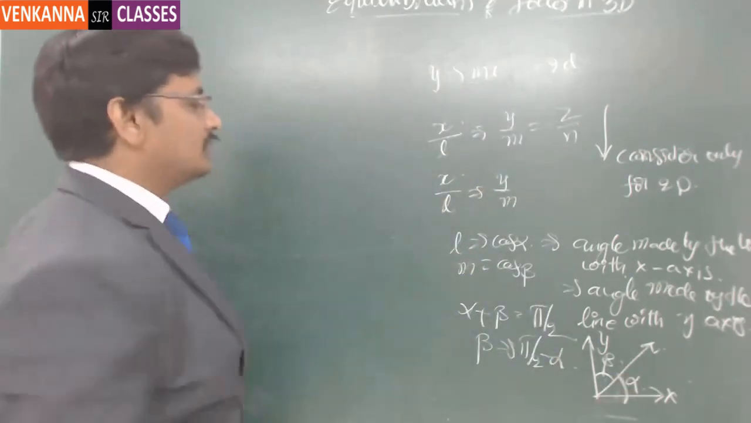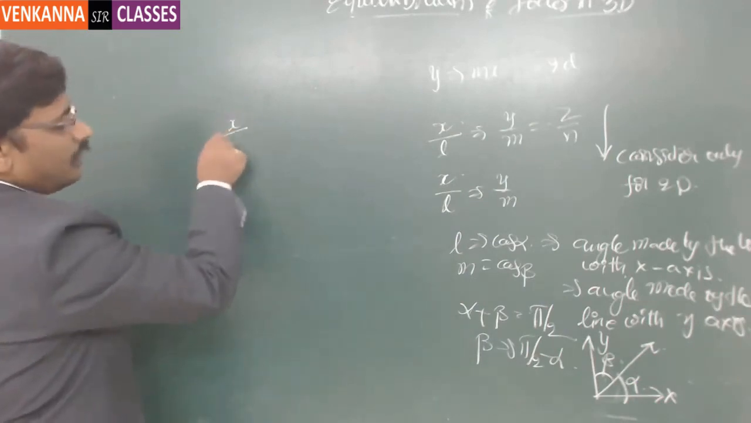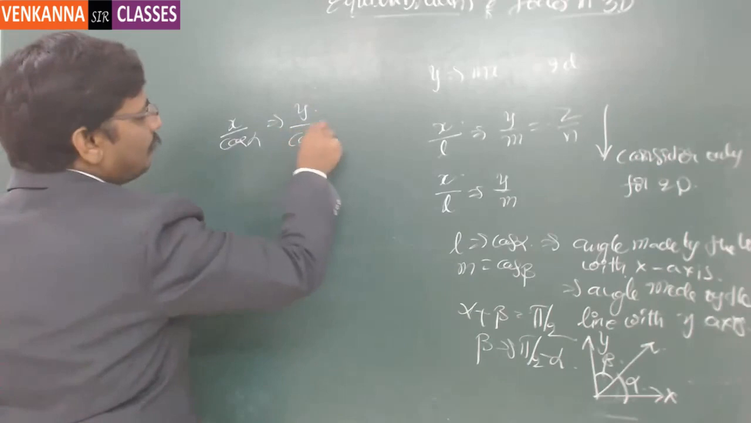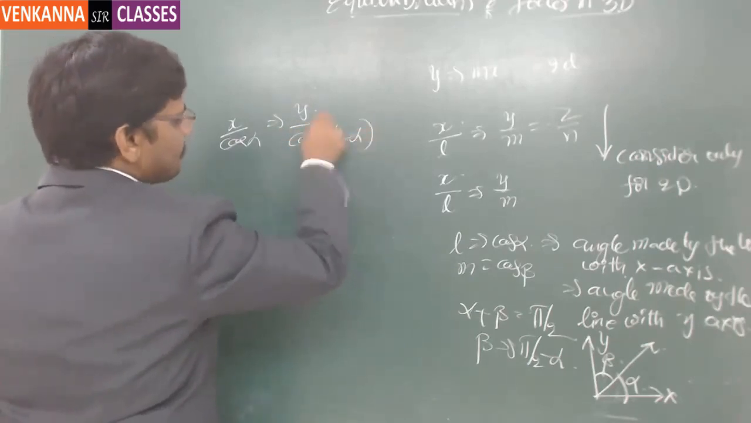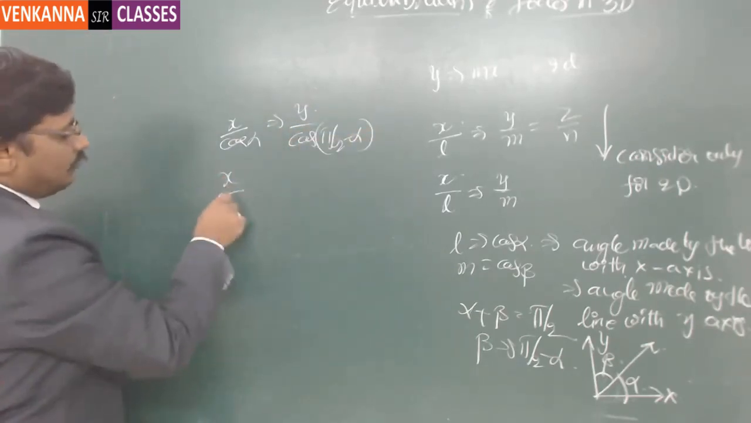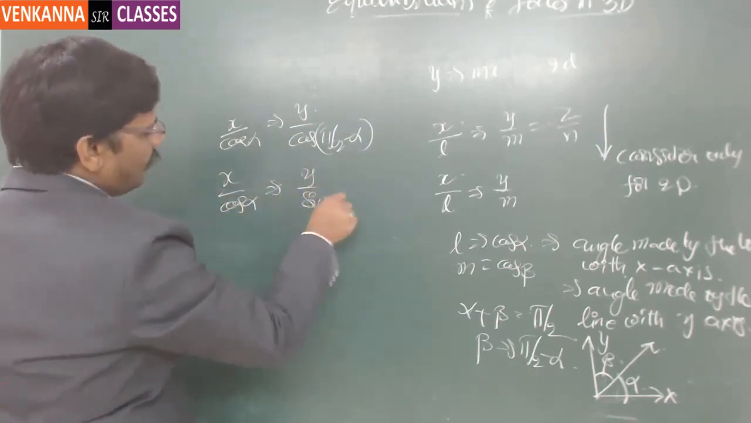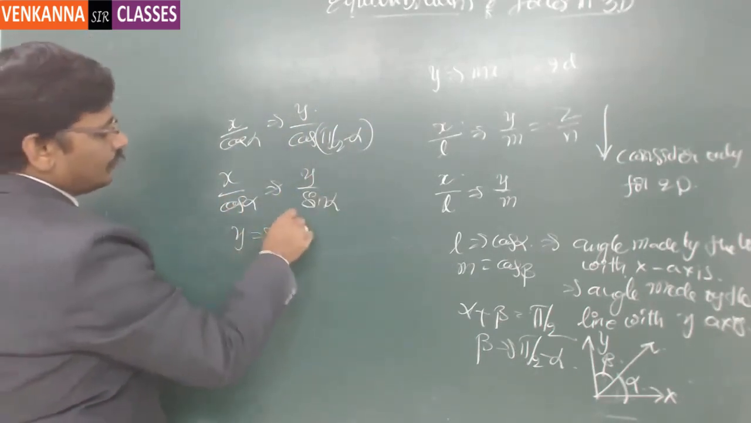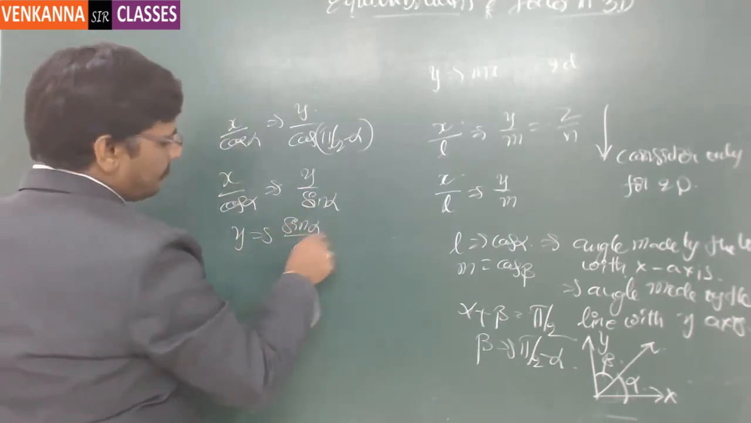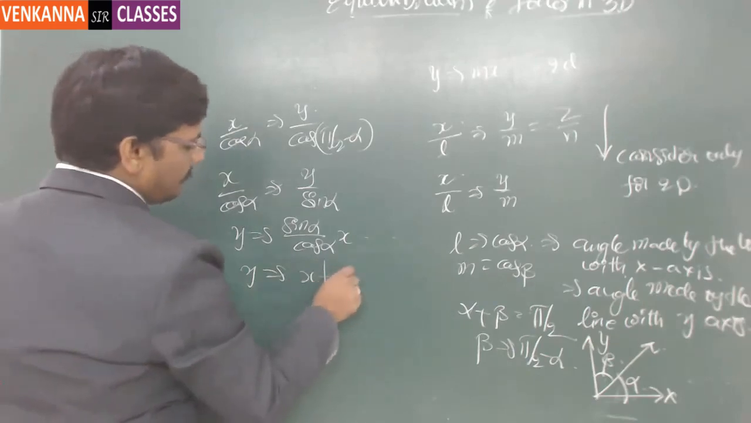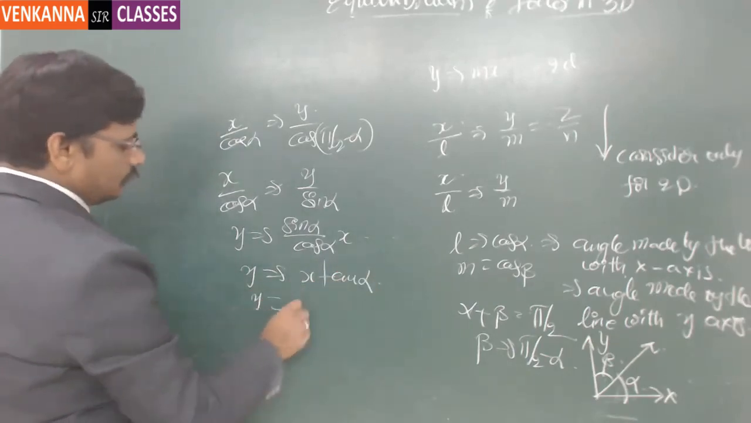Now if you put it in this equation, that is x by cos alpha is equal to y by cos of pi by 2 minus alpha. Now x by cos alpha is equal to y by sin alpha, or y is equal to sin alpha by cos alpha into x, or y is equal to x tan alpha, or y is equal to mx.